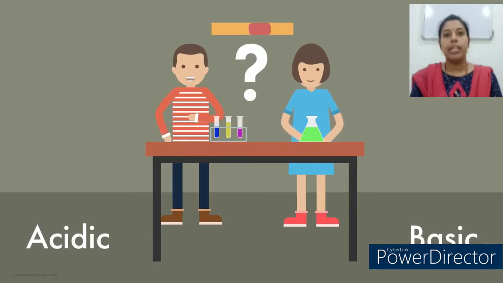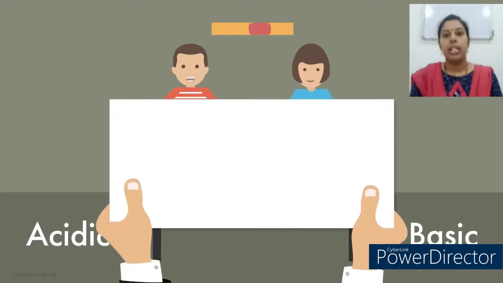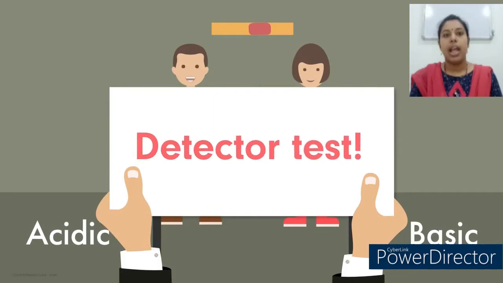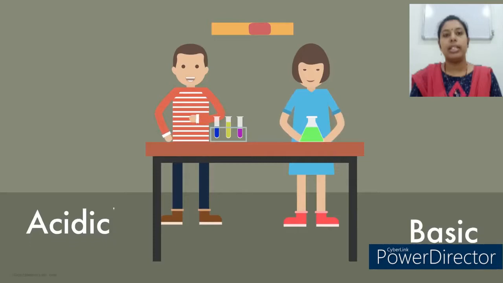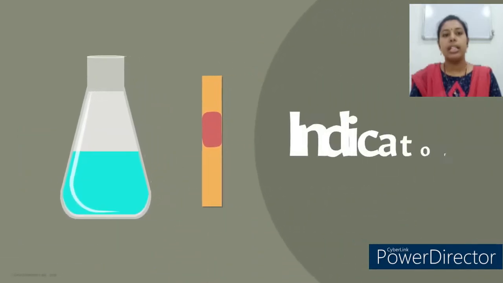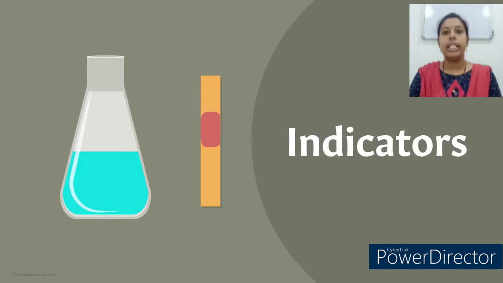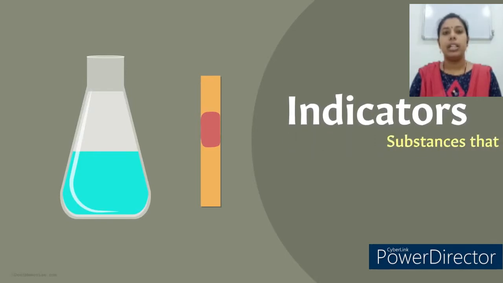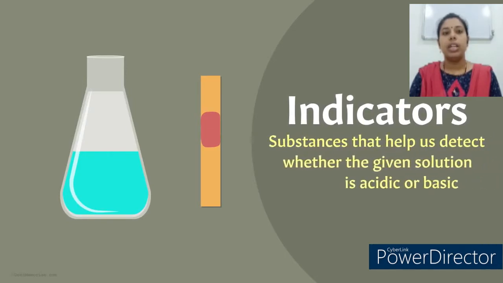How did the paper turn red? It's a detector test and it tells us whether the solution is acidic or basic. But how does this paper tell us the nature of the solution? Here, the yellow paper strip acts as an indicator. An indicator is a substance that gives different colors in acids and bases.